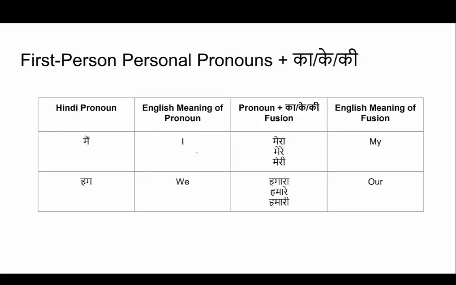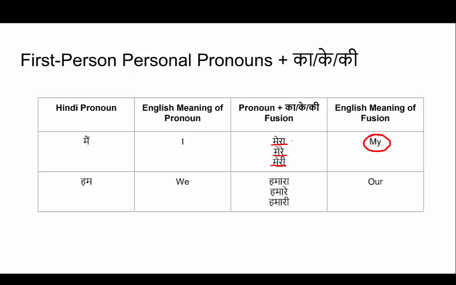When the first person personal pronoun main precedes ka, it fuses with ka to form mera. Likewise, when main precedes ke, it fuses with ke to become mere. Finally, when main precedes ki, the fusion is meri. All 3 of these fusions mean my, but you use one of the 3 fusions depending on the gender and number of the noun being possessed.